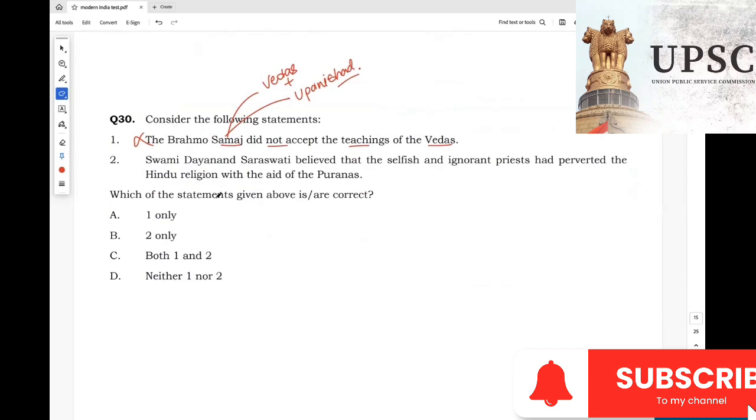So next one, Swami Dayanand Saraswati believed that selfish and ignorant priests had perverted the Hindu religion with the aid of Purans. Absolutely right. He rejected Purans and supported Vedas.